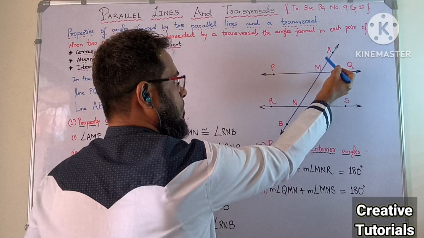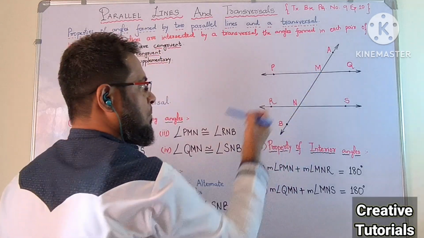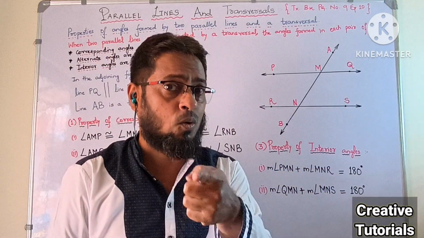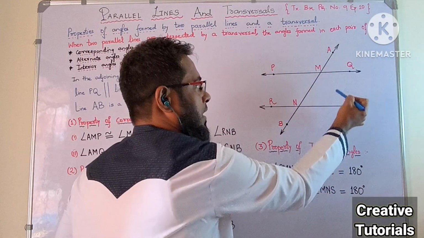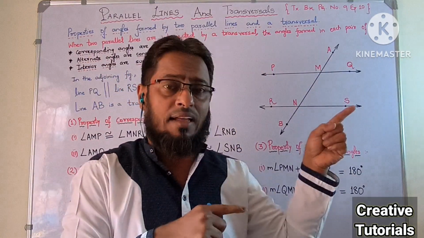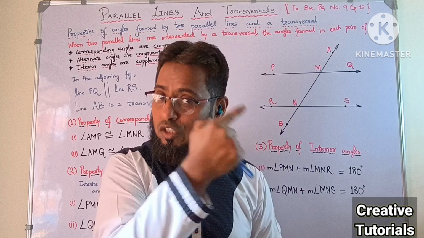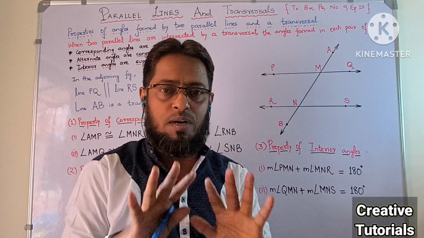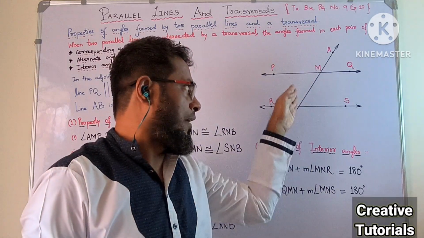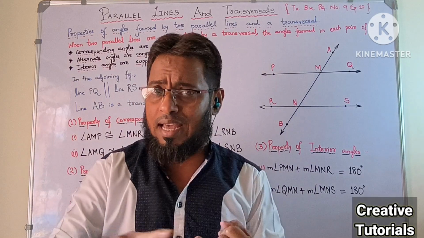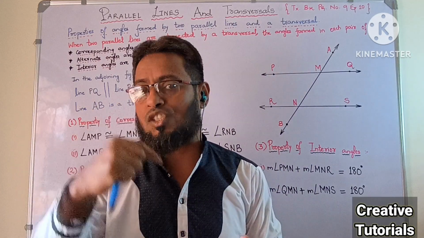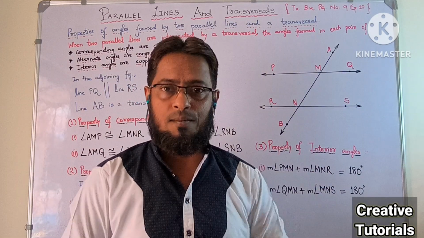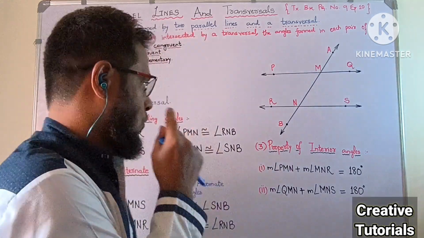So angle AMP and angle MNR make one pair of congruent angles. Why are they congruent? Because these two lines are parallel. You will see that the same angles were being formed in our previous videos as well, but they were not congruent because those two lines were not given to us as parallel. For these pairs of angles, like corresponding angles or alternate angles, to be congruent, it is very, very important that these two lines must be parallel. That is the condition. All right.